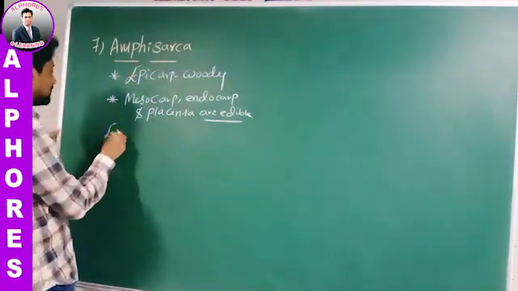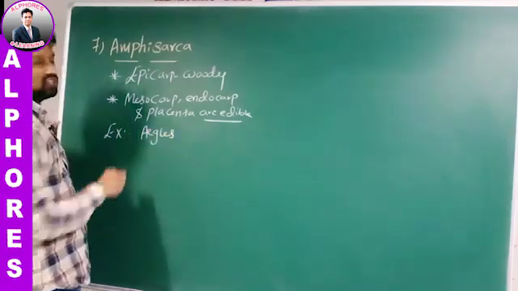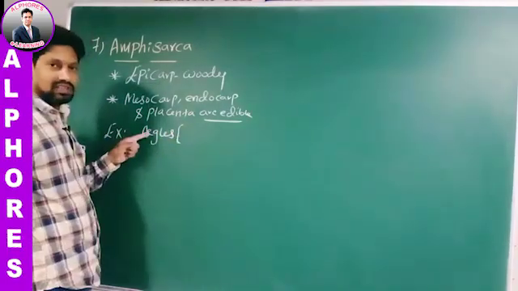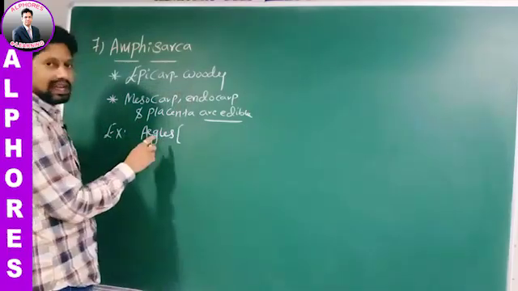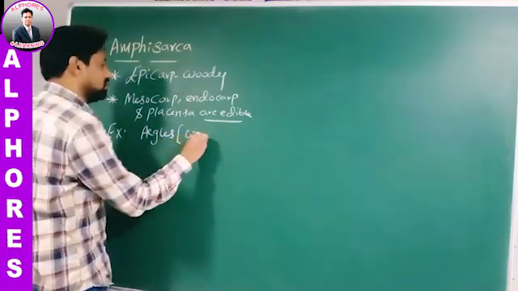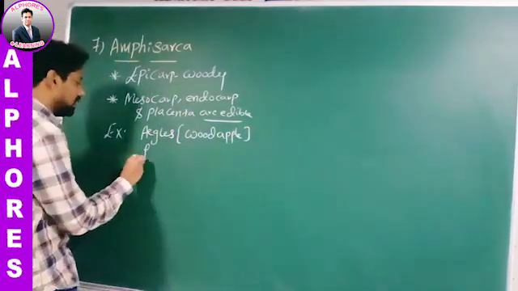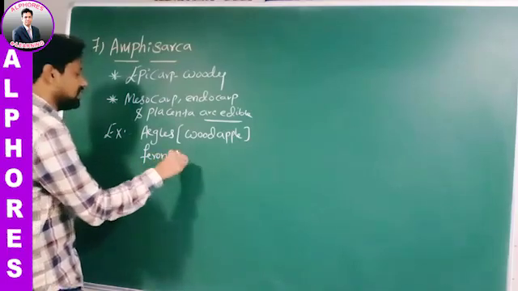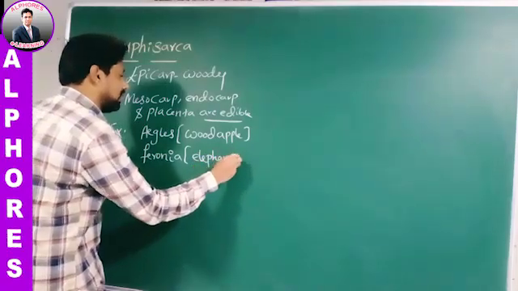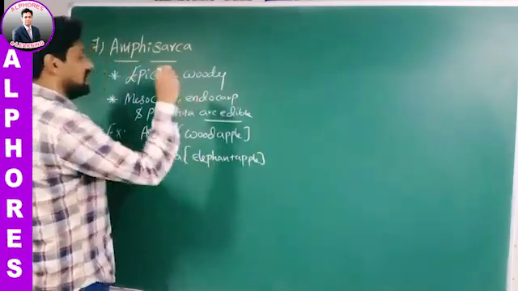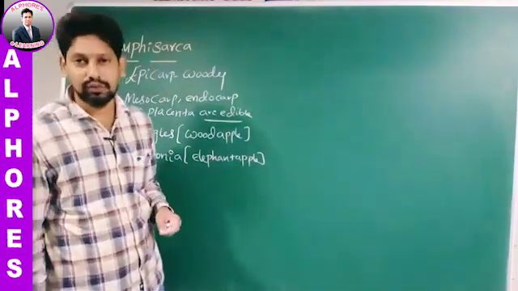What are the examples for amphisarca, sir? The first one is Aegle, right? We discussed this Aegle in trifoliate compound leaves. Aegle means wood apple. And the second example is Feronia. Feronia means elephant apple. Right? With this, we completed fleshy fruits.